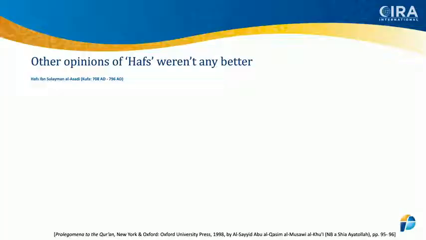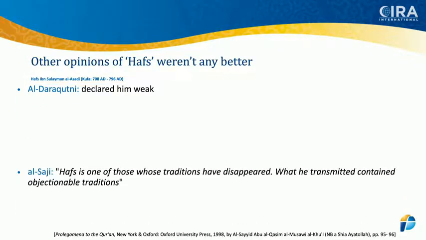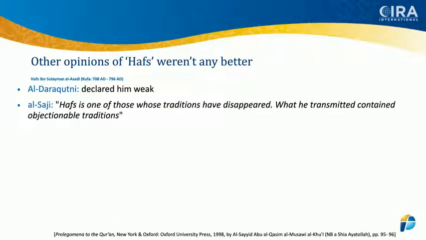Let's go back, because these were not the only ones. There were other ones that also had their opinions, and they were not any better. So let's go to Al-Daraqutni. What did he say? He declared him weak. Go ahead. What's his name? As-Saji: Hafs is one of those whose traditions have disappeared. What he transmitted contained objectionable traditions.